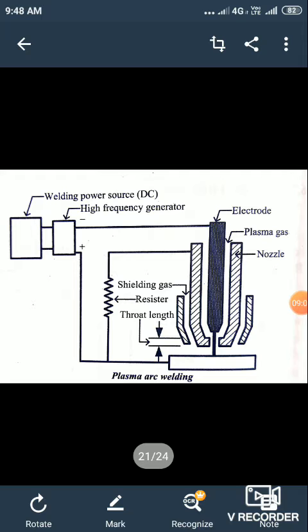Okay, you can see a plasma arc welding setup here, and here we can see that when the gas is passed across the electric arc, the gas means the plasma gas. Okay, the plasma gas may be hydrogen or helium. Okay, when the gas is passed across an electric arc and then through a constrained opening, you can see at the bottom the constrained opening.